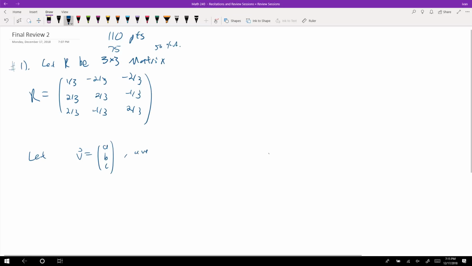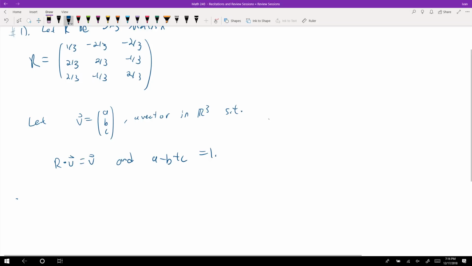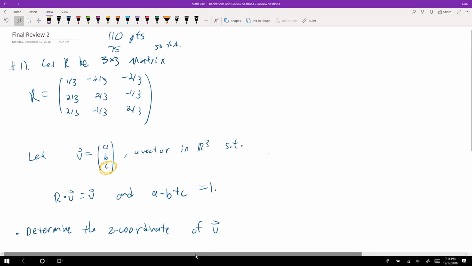This is a vector in R3 such that R dot V is equal to V and A minus B plus C is equal to 1. So the question is: determine the z coordinate of V. Essentially what we want to find out is what the C guy is. All right, so let me copy that down.